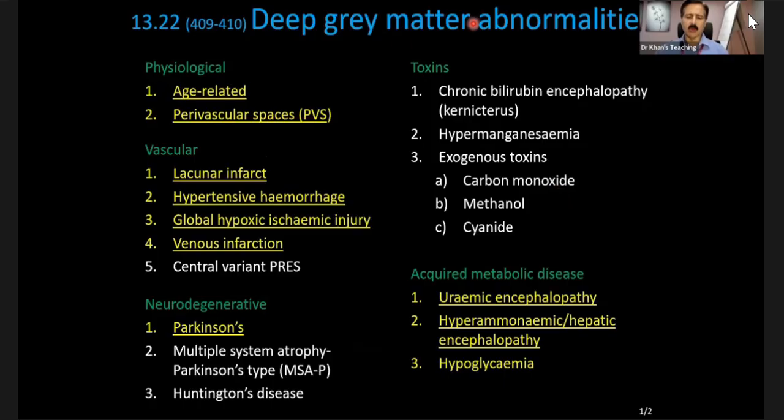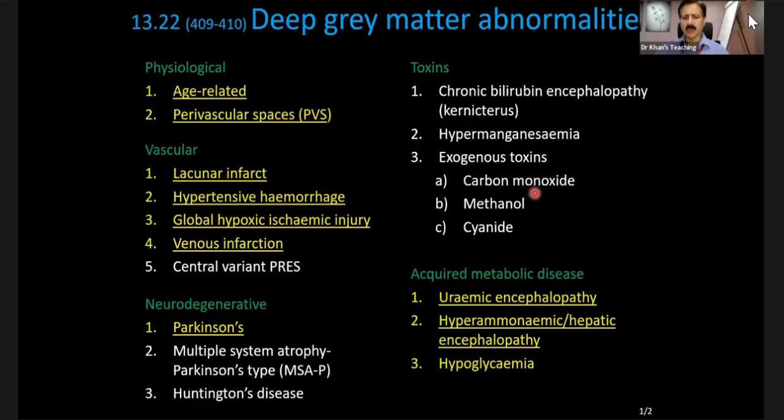Now, deep gray matter abnormalities. Look at this word, deep gray matter. Remember that the basal ganglia is gray matter, and the thalamus is also gray matter. But here, in Chapman, what is meant is basal ganglia. You can see it can have vascular causes, and some of these are potential exam cases. Venous infarction is a very important exam case, which I have shown you previously. Global ischemia, or near drowning, etc., can come in the exam. Neurodegenerative, forget about it for the 2B exam, luckily.